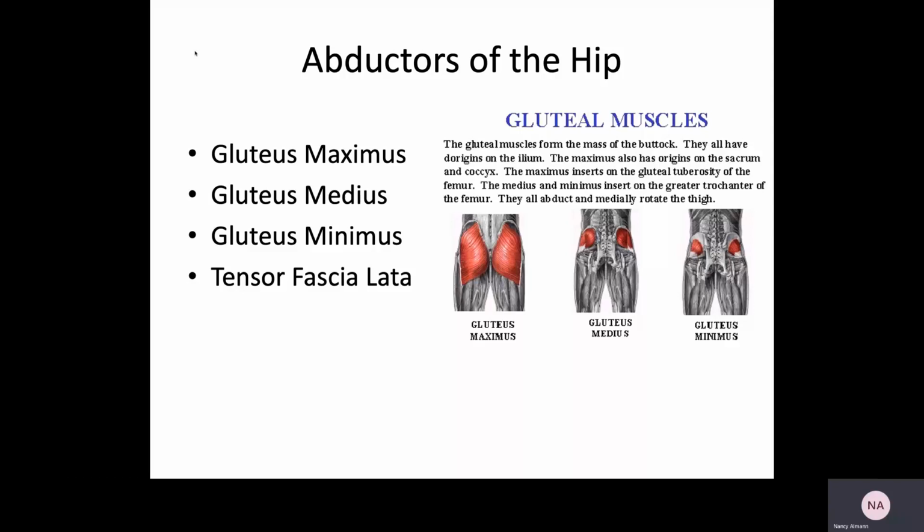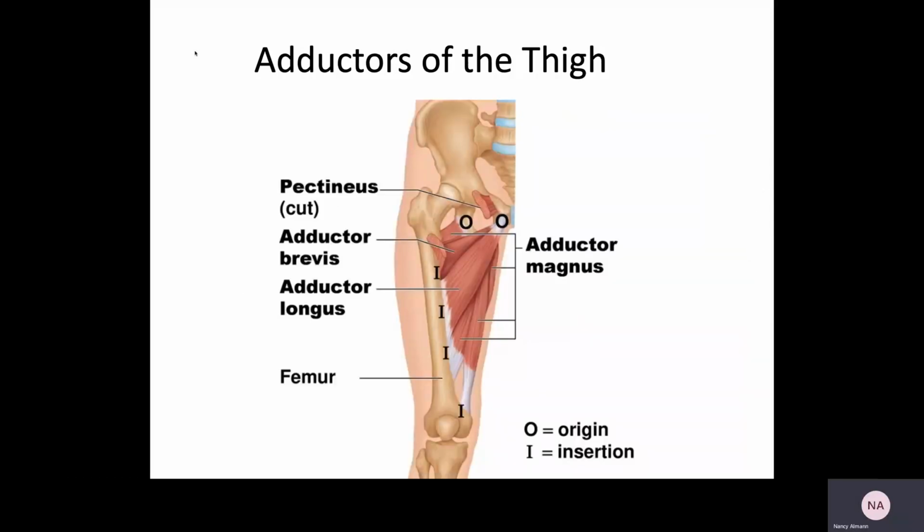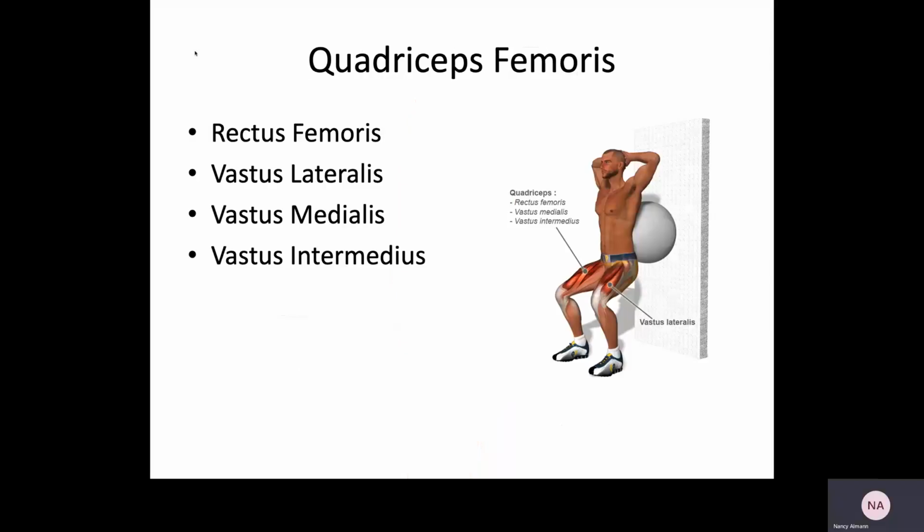Abductors of the hip will be gluteus maximus, gluteus minimus, and gluteus medius, all three gluteals, as well as tensor fascia lata, which we also saw is a hip flexor. We already talked about the adductors. That's a little out of whack. So let's move to the quadriceps muscles.